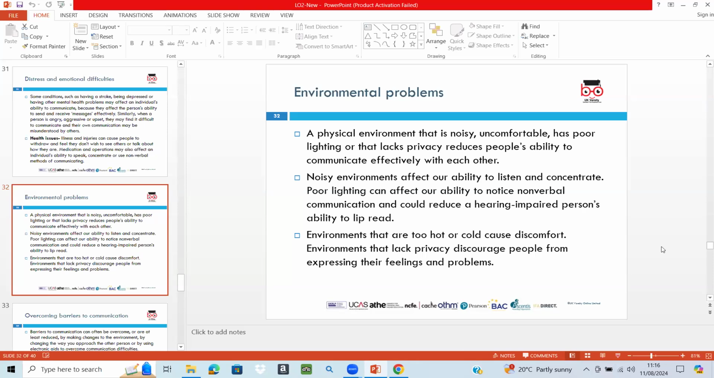As an example, trying to explain a treatment plan in a noisy waiting room might result in the service user missing important information. So we need to ensure that the information we are sharing is in a quiet, well lit and comfortable environment, which can improve the communication.